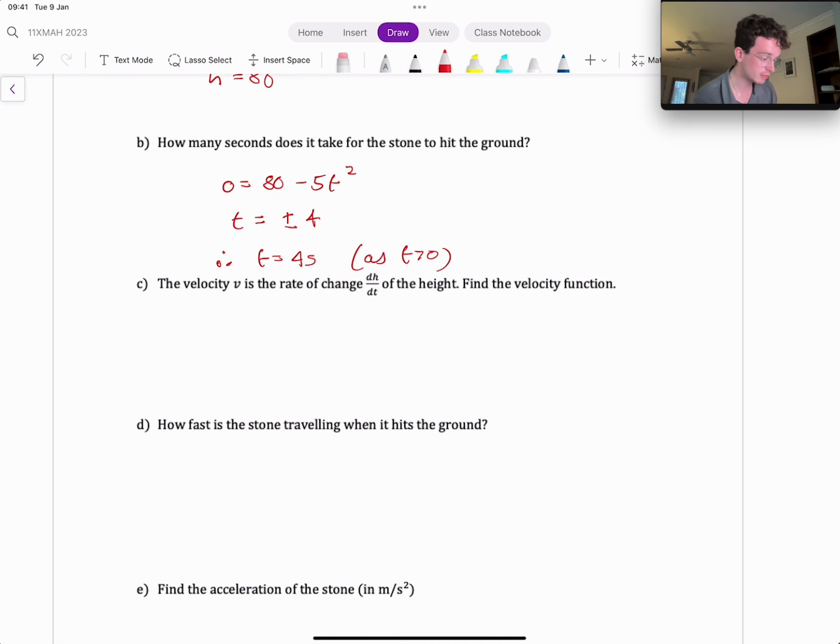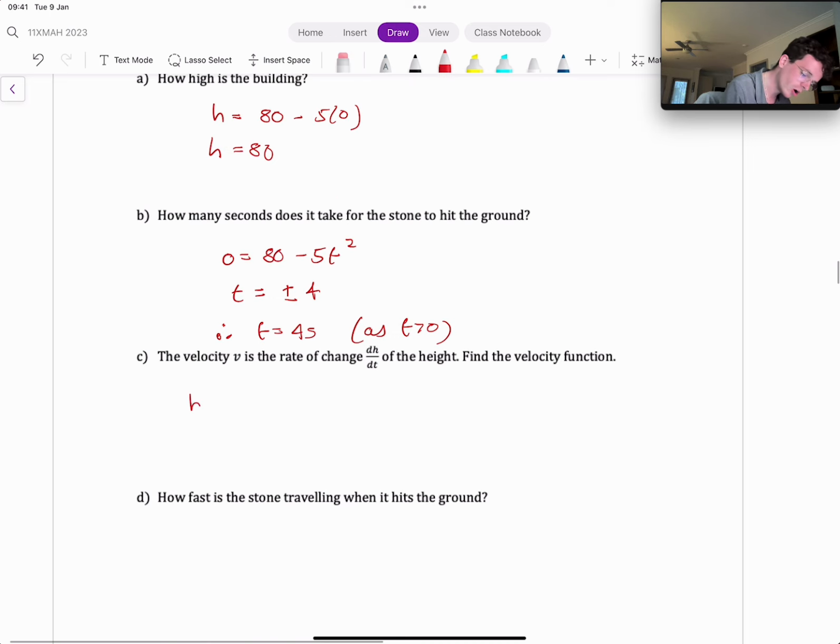We're told the velocity is the rate of change of height. Find the velocity function. Well, we know height is equal to 80 minus 5t squared. So dh/dt is equal to minus 10t. Now the reason it's dh/dt and not dx/dt is because of our notation of the derivative: whatever our function is equal to, h goes on the top, and whatever the variable in the function is goes on the bottom. So we say the differentiation of h with respect to t, or with respect to time, is minus 10t. Now we can also say this is not x dot, but h dot is minus 10t.